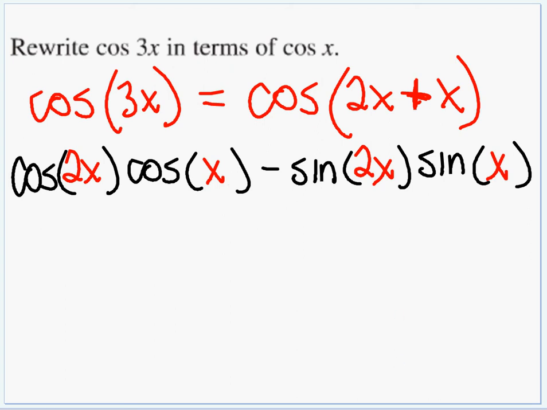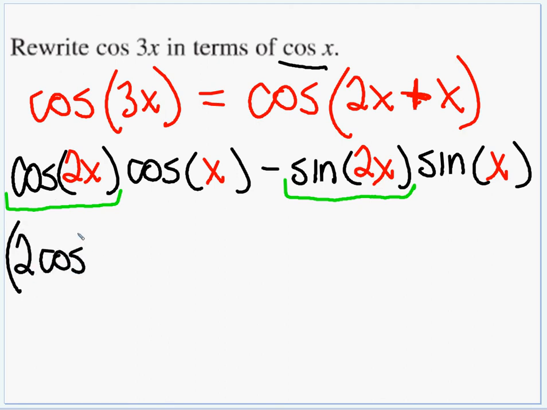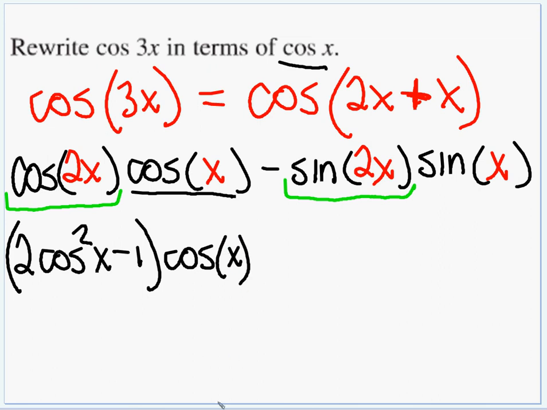I'm going to use green ink and just underline our double angles. There's a cos of 2x, that's a double, and a sine of 2x, that's also a double. We're going to replace those with something right now. And again, we want coses in our answer. So for the cos of the double, we might want to use option 2. That's going to be 2 cos squared minus 1. And that's still multiplied by this cos x. We will distribute that at some point.